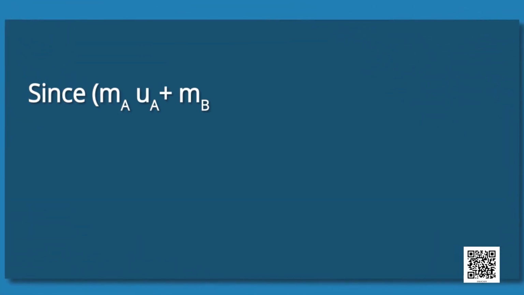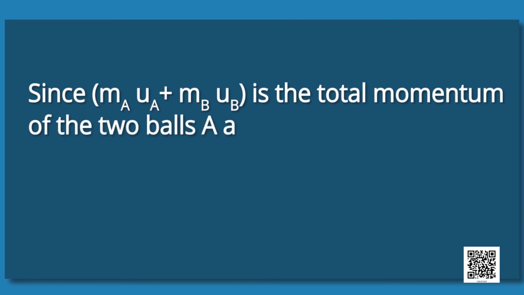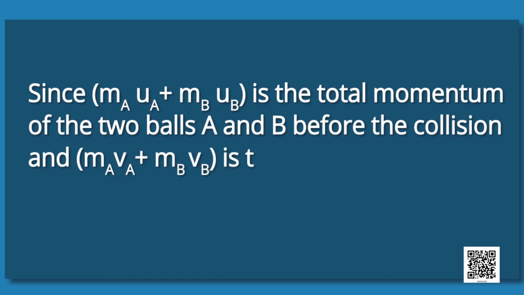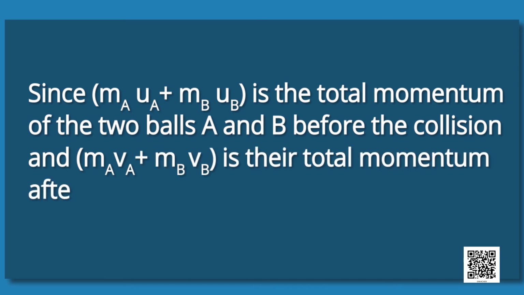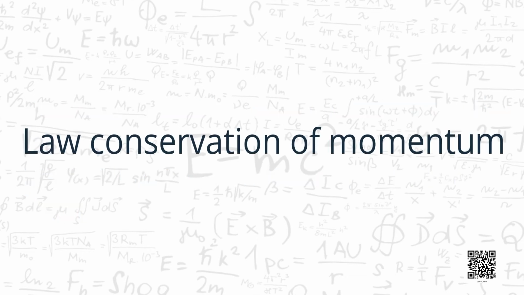Since mA uA plus mB uB is the total momentum of the two balls A and B before the collision and mA vA plus mB vB is their total momentum after the collision, we observe that the total momentum of the two balls remains unchanged or conserved provided no external force acts on them. So this is the law of conservation of momentum, and students, we have to remember it.